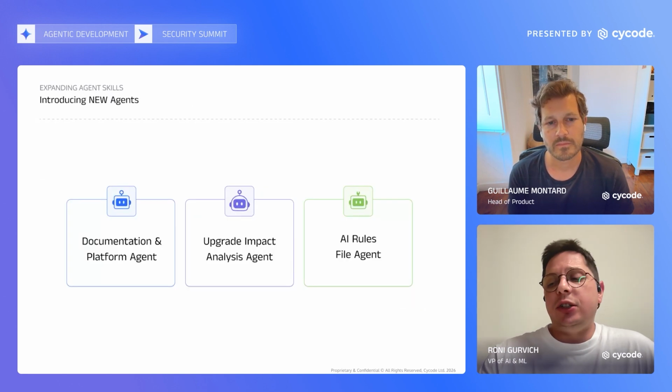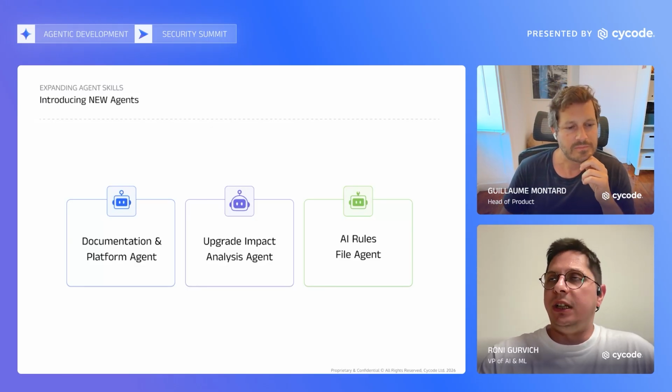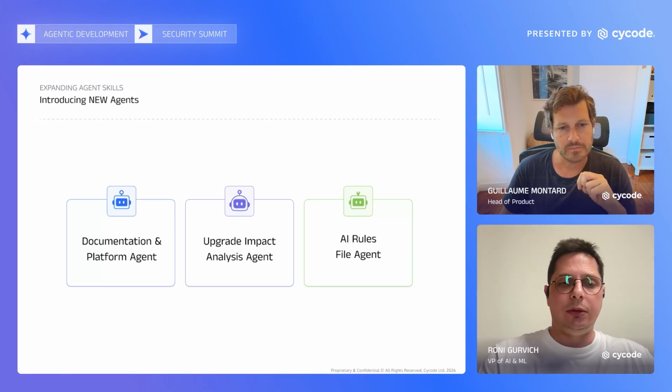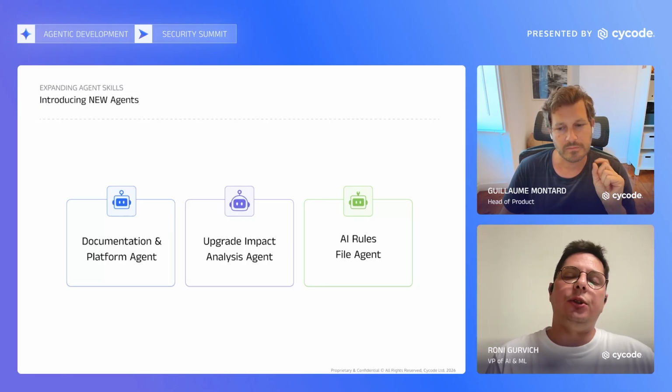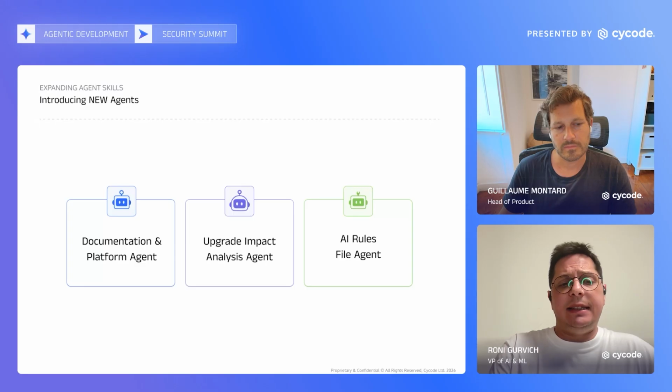First is the documentation agent. The documentation agent is able to reason over Cycode documentation. It is able to find information in Cycode documentation, and it is able to help the users to leverage the Cycode platform in better ways. Second, we built the SCA upgrade analysis agent.